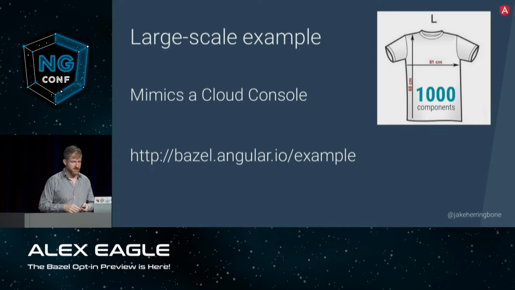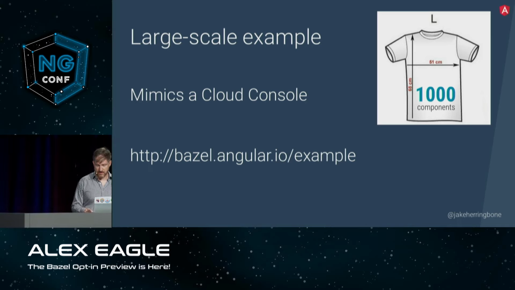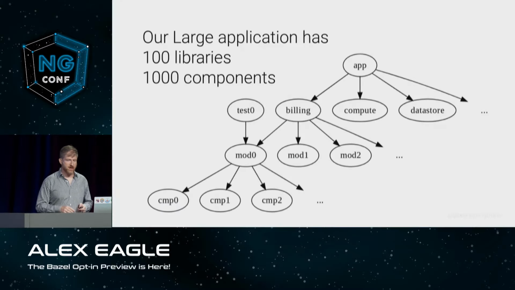This is 1,000 components. This application looks a little bit like a cloud console. It's kind of modeled on the Google Cloud Console. And the example is hosted here. And here's a graph of what this looks like. I've obviously trimmed out a lot of it. It's a much bigger graph than the one I showed before.